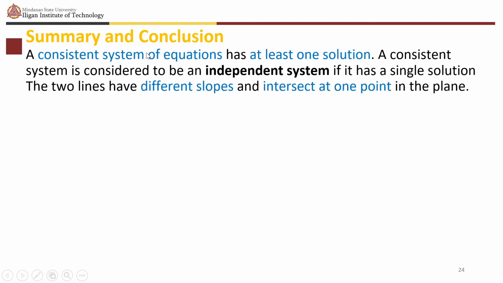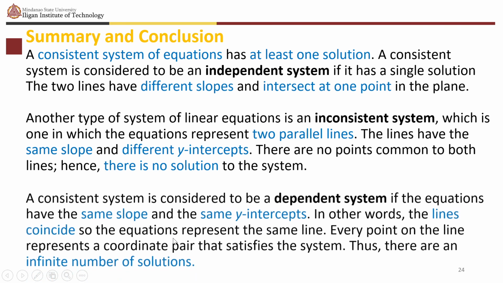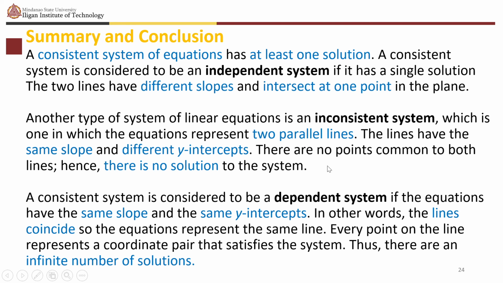Again, a consistent system of equations has at least one solution. It is called an independent system if it has a single solution, and the two lines have different slopes and intersect at one point in the plane. Another type is the inconsistent system, wherein you have two parallel lines, with the same slope and different y-intercepts, so there is no solution at all. On the other hand, a consistent system which is dependent has the same slope and the same y-intercepts, which means the lines coincide, so it has an infinite number of solutions.